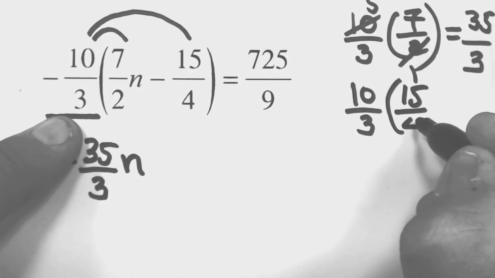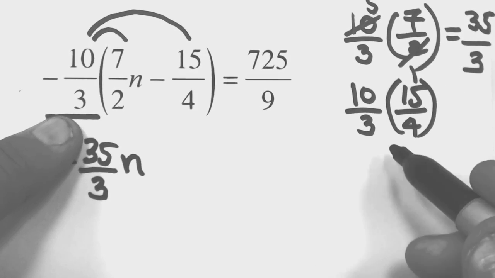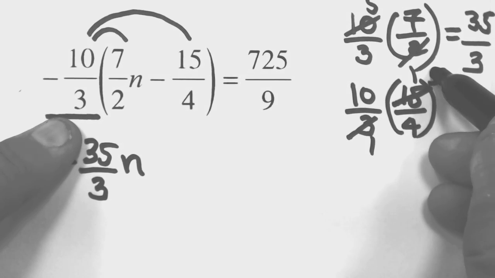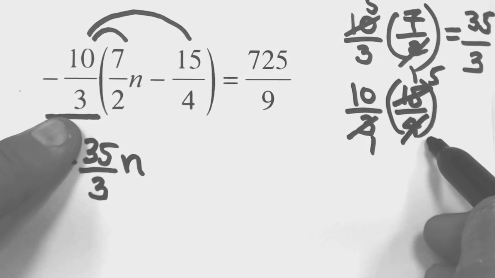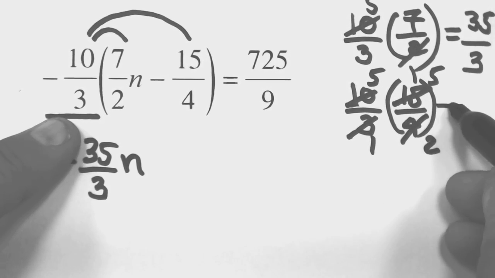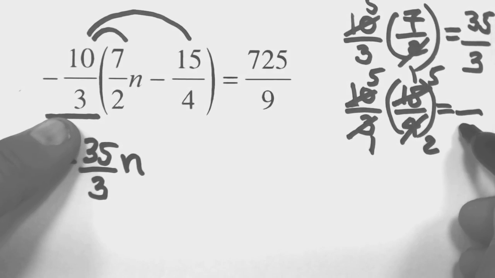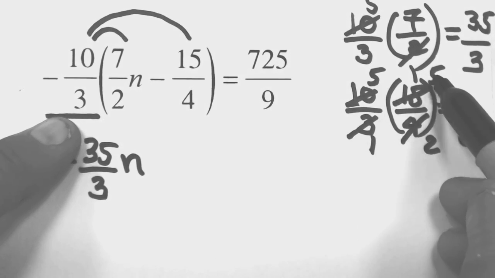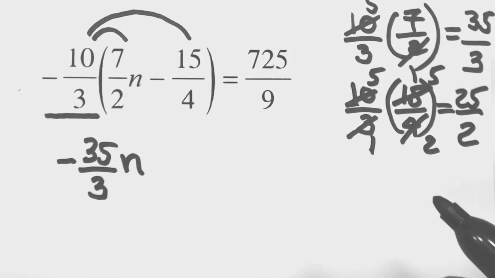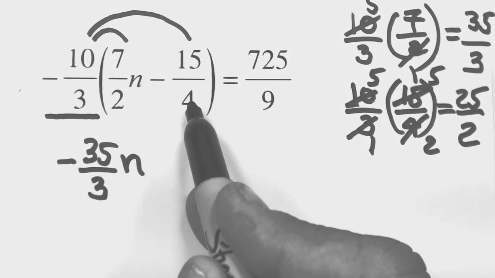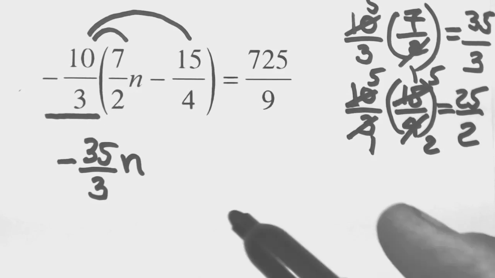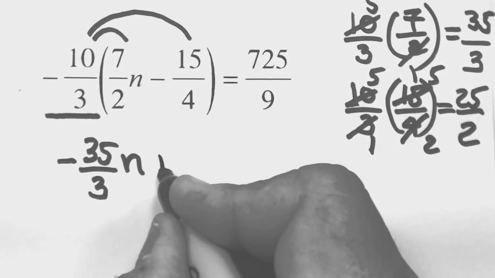Okay, here I've written it out. Now, we can do some cross-canceling. 3 goes into 3 once. It goes into 15 5 times. 2 goes into 4 twice. It goes into 10 5 times. So, downstairs I'm left with 1 times 2, which is 2. Upstairs I've got 5 times 5, which is 25. Okay, well then, I know that 10 thirds times 15 fourths, as I've done over here on the right, gives me 25 halves. The two minuses make it positive.